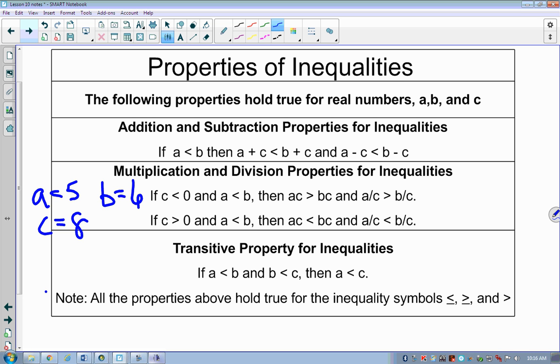So all the properties above hold true for inequality symbols, and it would be the same thing if we were talking about less than or equal to, greater than or equal to, and for some reason the book includes and greater to. But that's already in there. All right, do we get that?